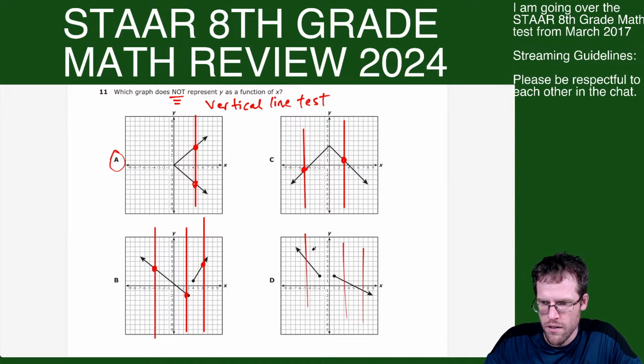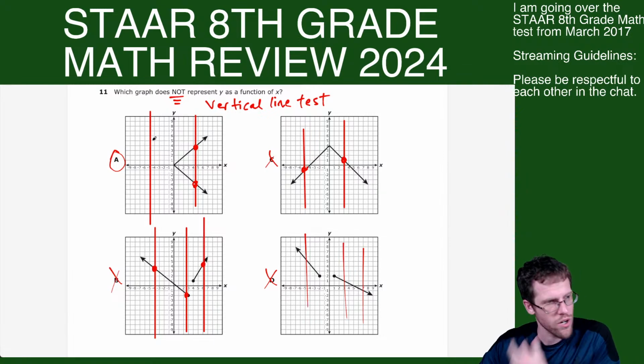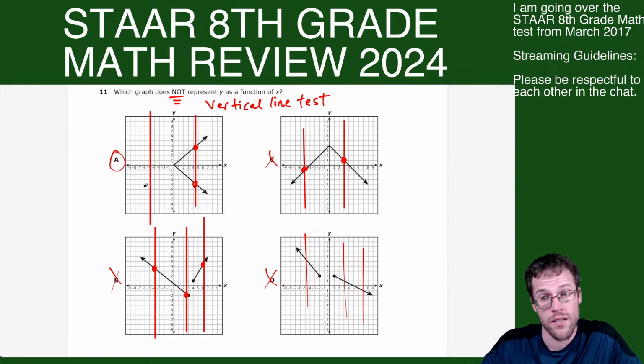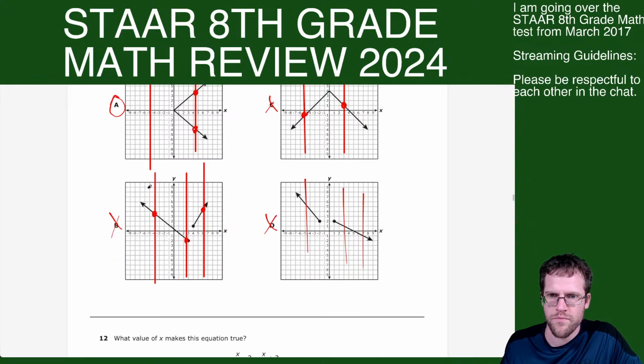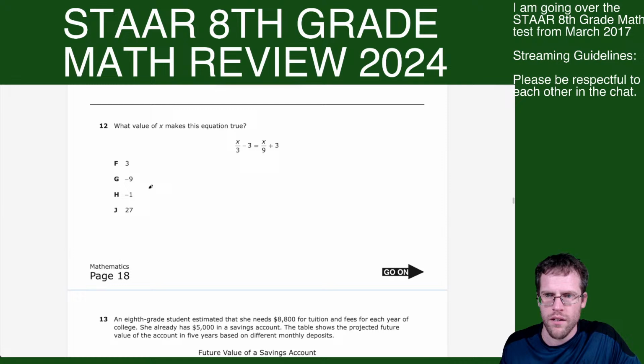And then same thing here. So this one is fine. It passes the vertical line test. This one passes. This one passes. This one fails. Don't do something like this, though. Don't go like, hey, I drew a vertical line and it didn't hit twice. You have to try to strategically draw the vertical line so that it does hit twice. Okay, so that is why 11 is choice A.